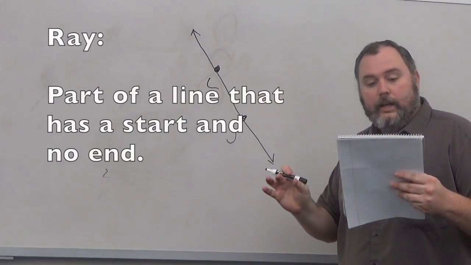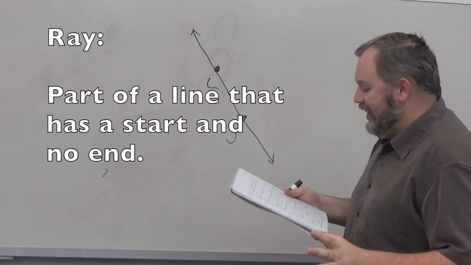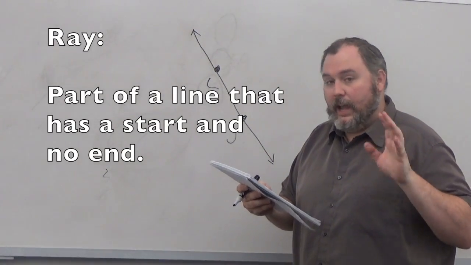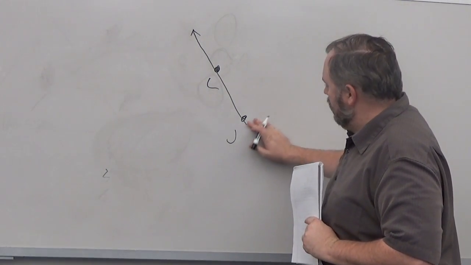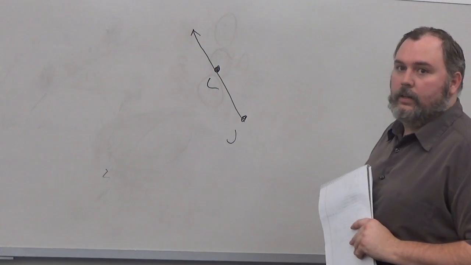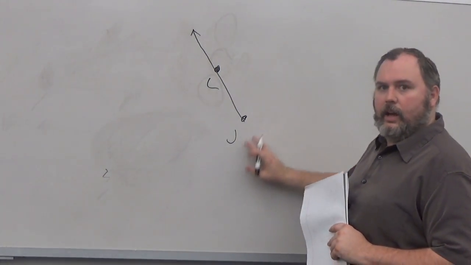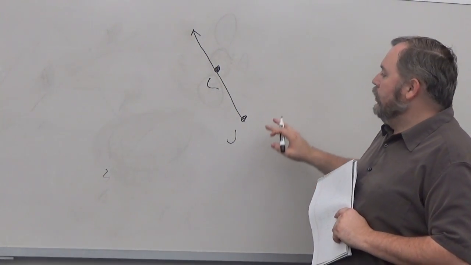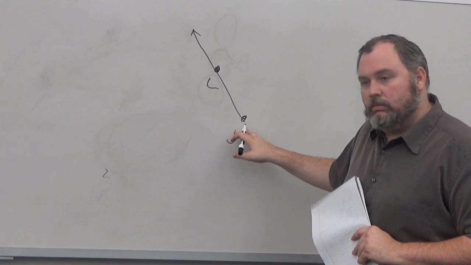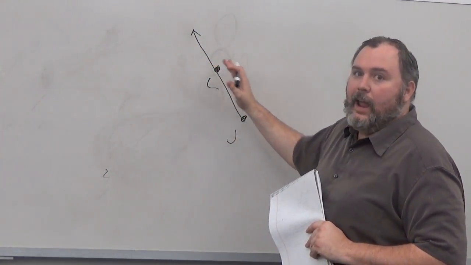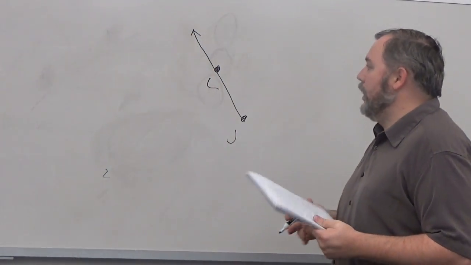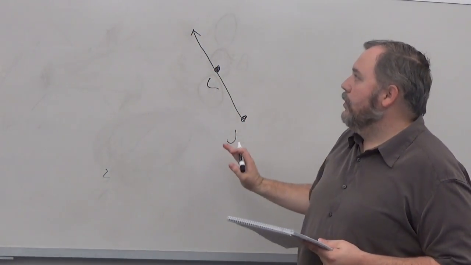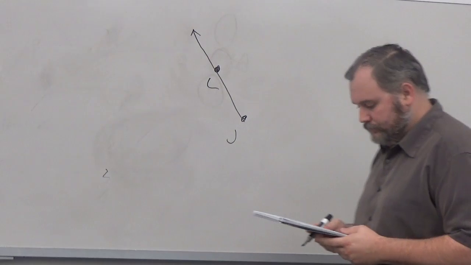A ray is the part of a line that has a start and no end. There we go. I just took my line and kind of stopped it a little bit. So it starts at J, it goes through L, and it just keeps going through the roof. That's what a ray is. It has a start and it has no end.